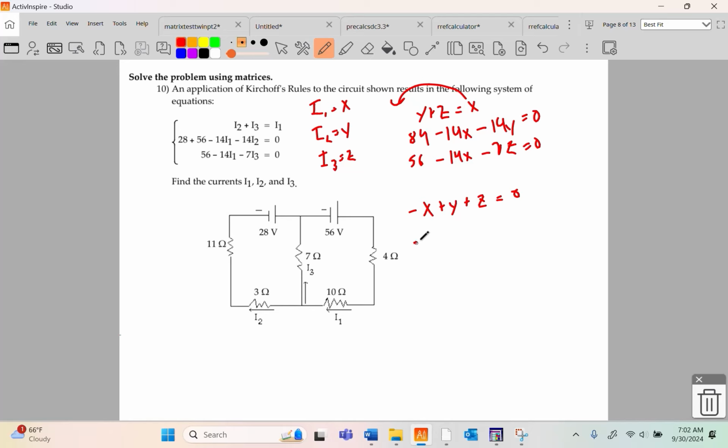Second equation, we have a negative 14x, we have a negative 14y. There are no z's, and the 84 is getting shifted to the other side. Last one, we have a negative 14x. There are no y's. There's minus 7z, and we're going to shift that 56 over and make it negative. See, now I can write the augmented matrix.